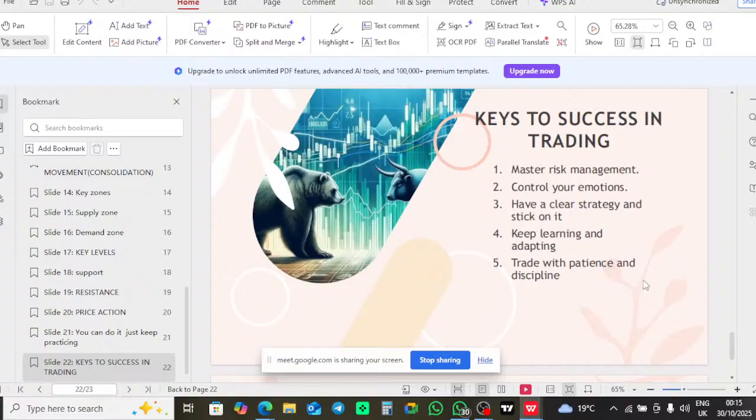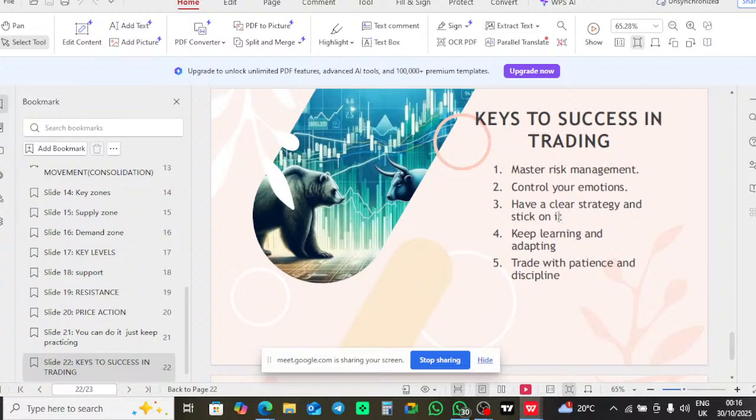And here we have keys to success in trading. Master the risk management. Out of your $100 as capital, how much do you risk? Do you have a stop loss? Those are the risk management we are talking about. Control your emotions. Don't chase the market. You feel like chasing the market is pumping, and you trade nowhere. You just enter because the market is pumping. What have you considered? Control your emotions.